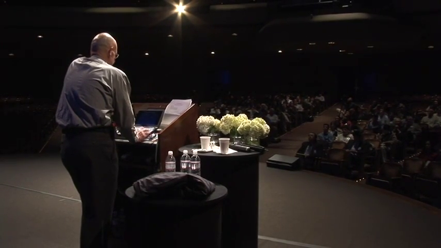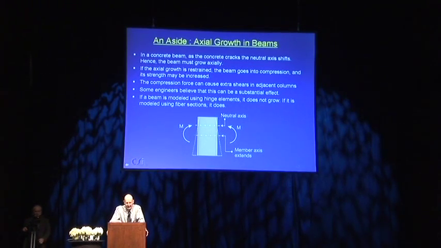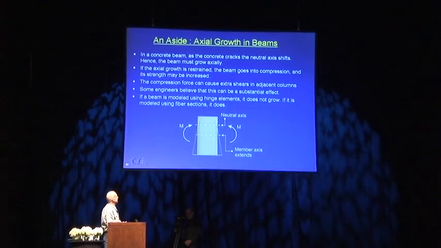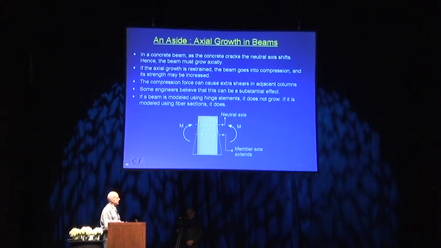It's another little bit here, and some engineers feel that this is really an important effect, and I'm inclined to agree with them, and it's something we need to be aware of because this is something which doesn't happen in linear analysis. If you have a reinforced concrete beam, then as it cracks, the neutral axis will shift to the compression side. Here's the center of the beam, the neutral axis will move up to here. In an elastic beam, the neutral axis would be in the middle, but it moves upward. So the axis of the beam has to extend.